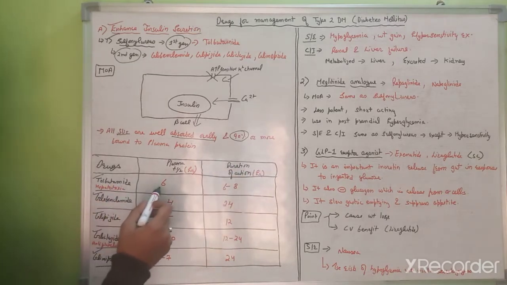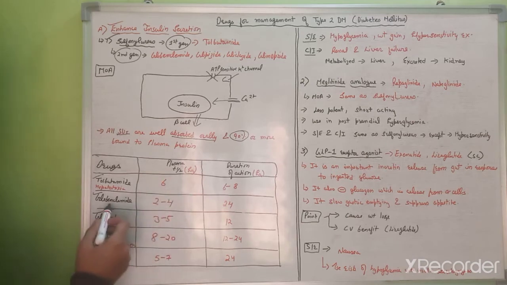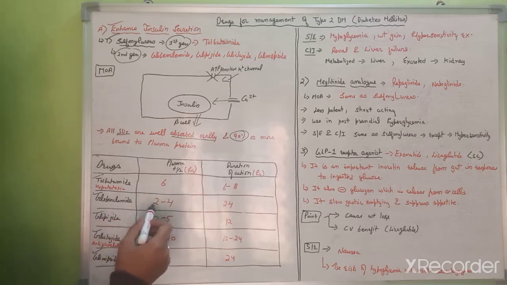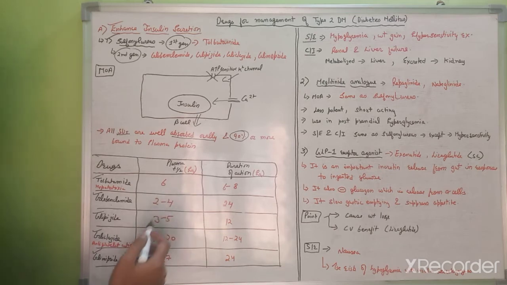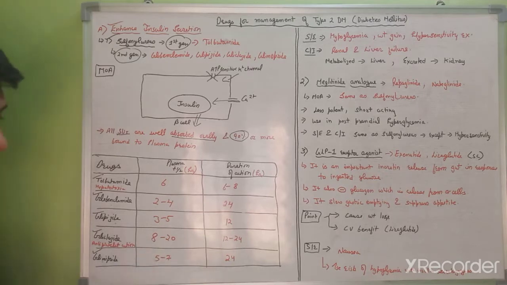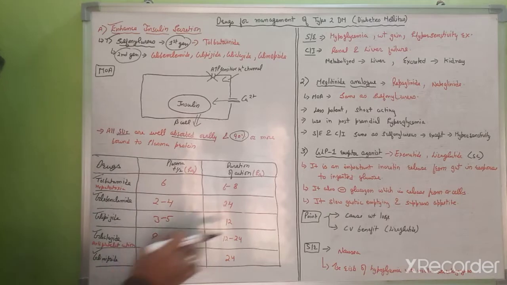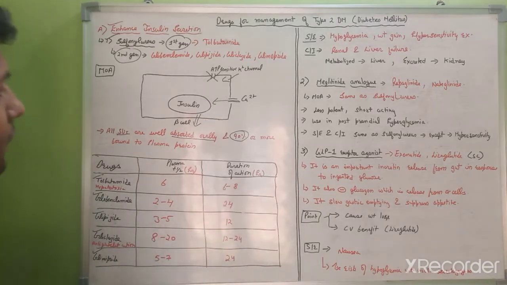Tolbutamide has a plasma half life of around 6 hours, and glibenclamide has a plasma half life of around 2 to 4 hours. Glipizide has 3 to 5 hours, gliclazide 8 to 20 hours, and glimepiride has 5 to 7 hours. So this is about the plasma half life of these drugs, and this is the duration of action.